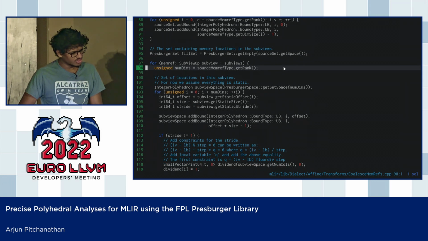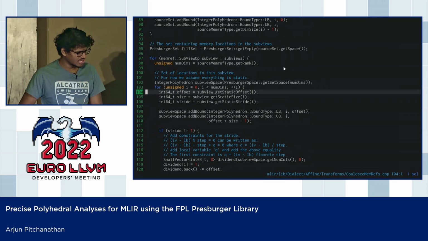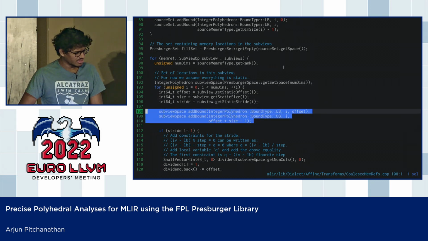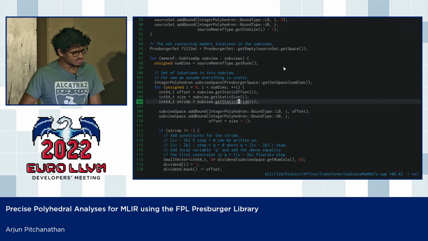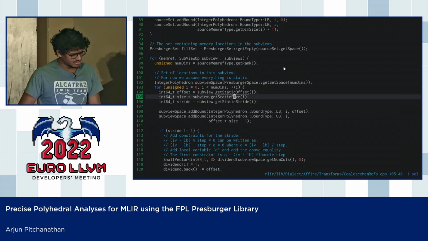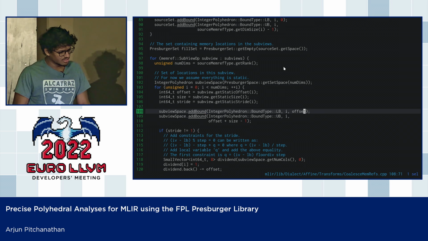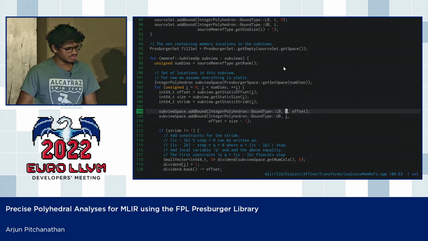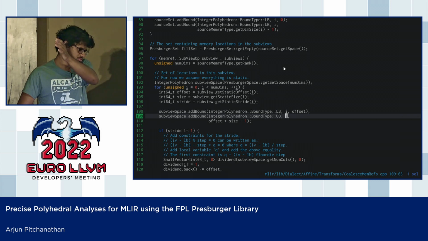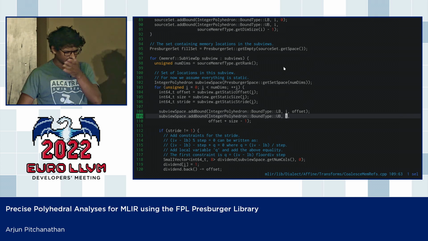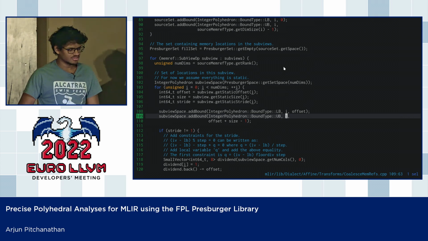This exists in the same space as the other set. And now we go through each subview that we have, and for each of them, we similarly add the upper and lower bounds. Again, for the sake of this tutorial, we are only considering static strides and static sizes and so on. So our constraints are going to be, for each dimension i of the subview, a lower bound, which is the offset of the subview in that dimension, and the upper bound, which is the offset plus the size minus 1, the last value that can exist in that dimension in the subview.